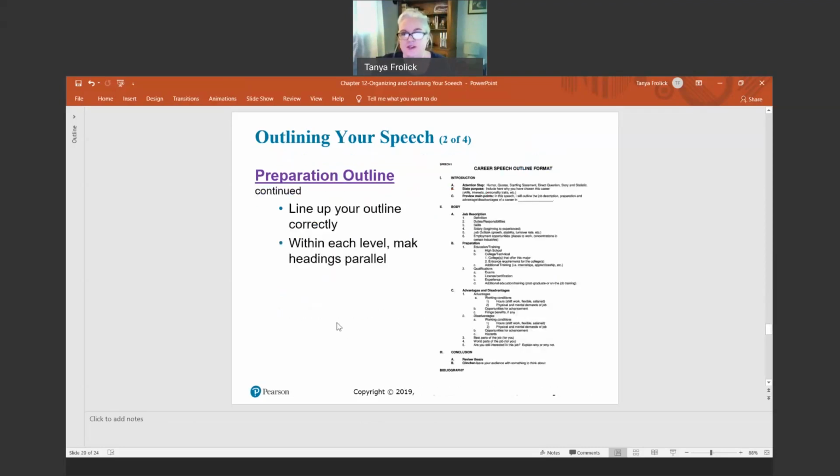As you can see in the sample outline, what it does is it lines everything up. Now, some people do the body of the speech a little bit differently. Roman numeral 2 would be point 1. Roman numeral 3 would be point 2. Either way, as long as it's outlined and appropriate and it's helpful to you. Within each level, you're going to make headings parallel.